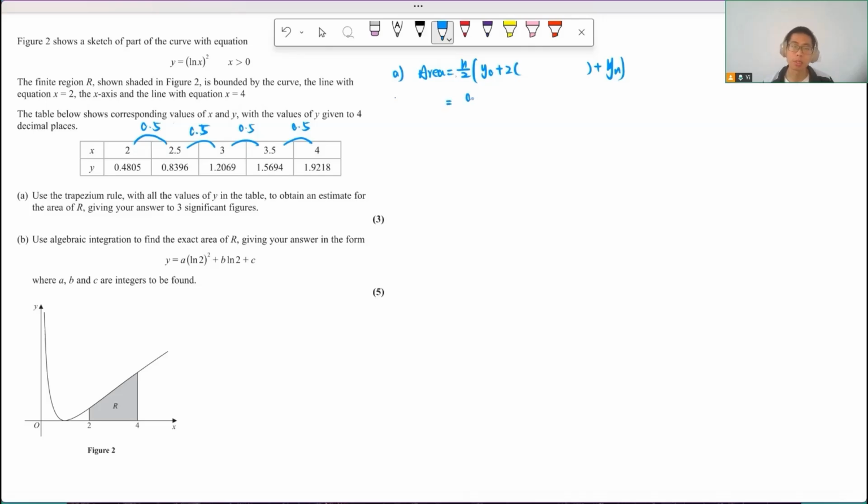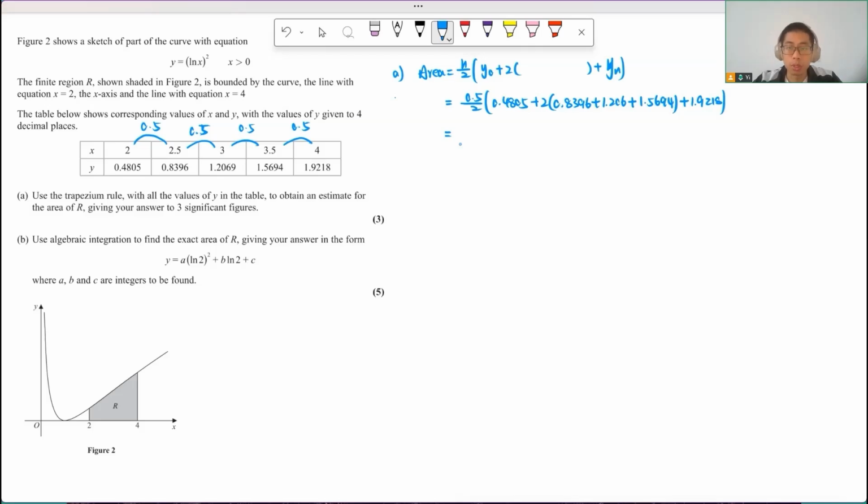So put in 0.5 over 2, and then the first y value is 0.4805. And then plus all the y values in the middle, we use twice. So 2 times by 0.8396 plus 1.2069, and then plus 1.5694. And then the last y value, we only use once, so plus 1.9218.